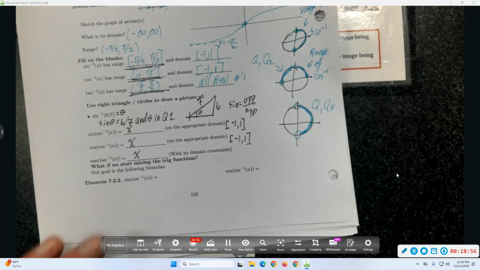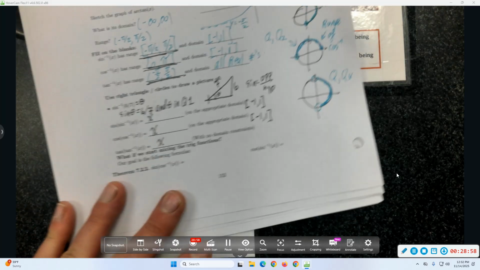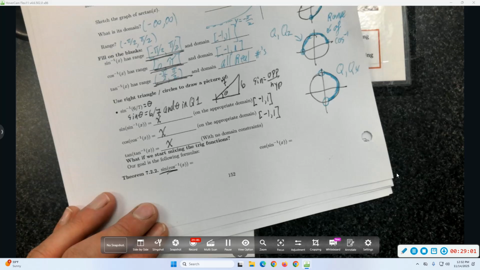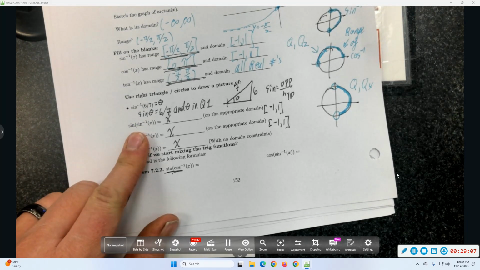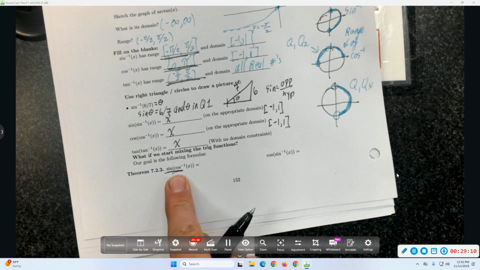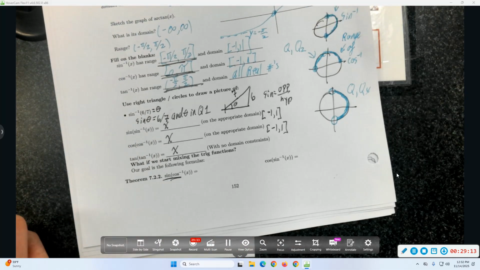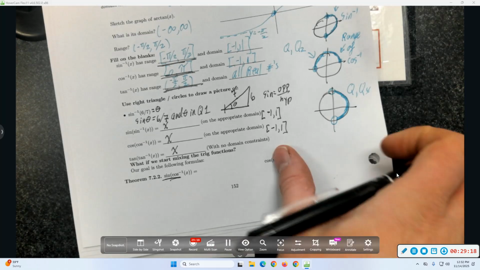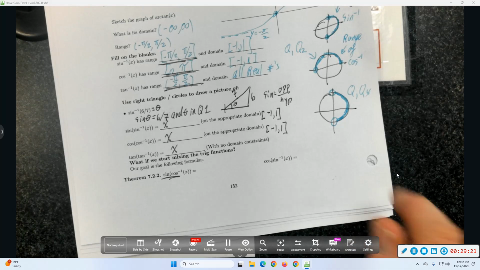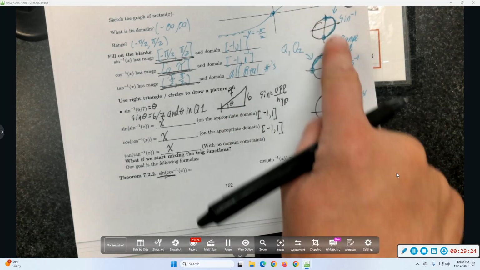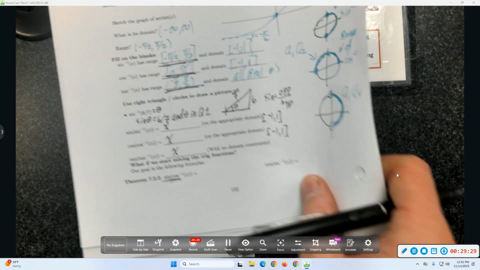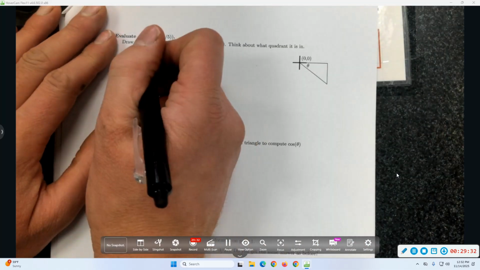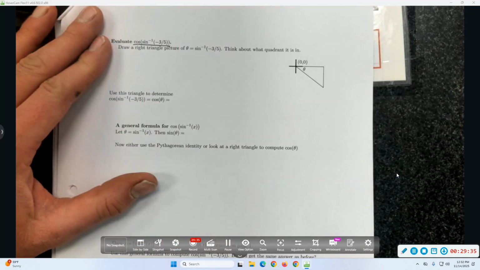What I want to do with my remaining 18 minutes or so is think about functions that are kind of like these, except I've mixed up the trig functions. I'd like to think about things like sine of the inverse cosine of x. So let's just try it. We'll use a blend of thinking about right triangles and thinking about quadrants to try to compute trig functions. So let's start with one. Let's try to compute the cosine of the inverse sine of -3/5.